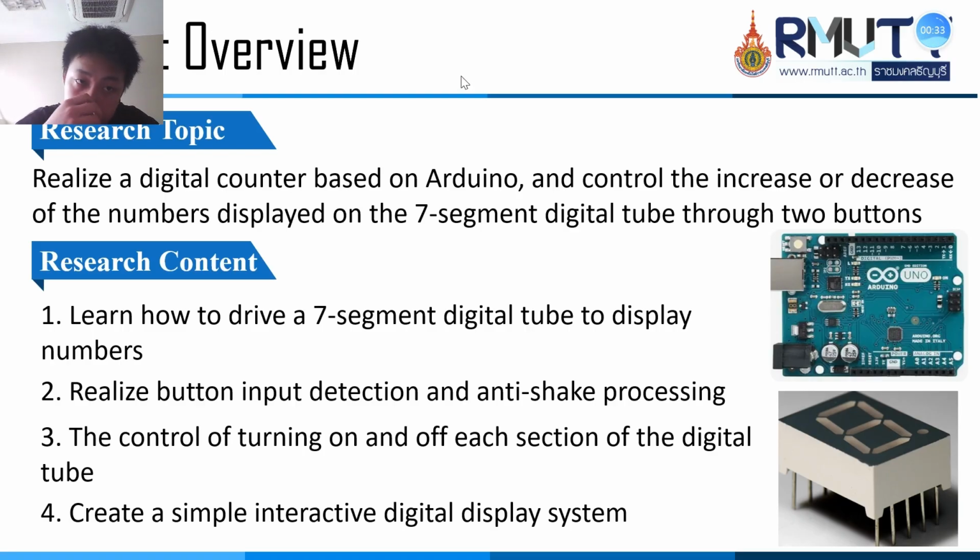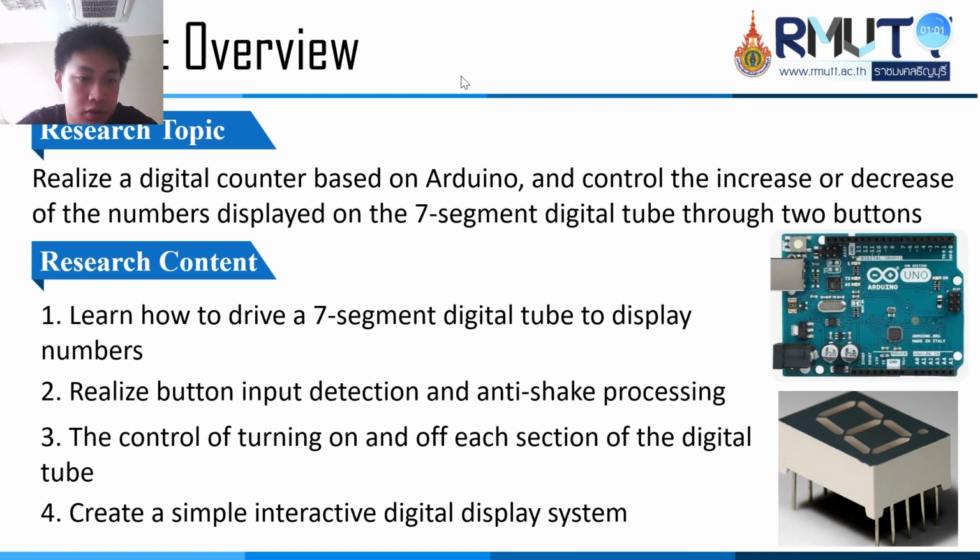So let me introduce the first part, project overview. The research topic is to realize a digital display based on Arduino and control the increase or decrease of the number displayed on a 7-segment digital tube through 2 buttons. And the research content.